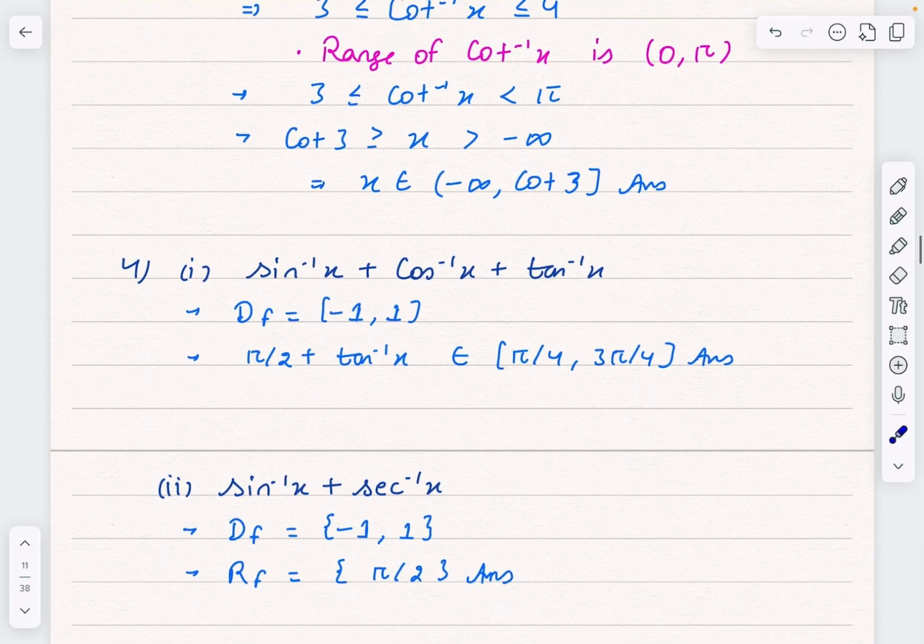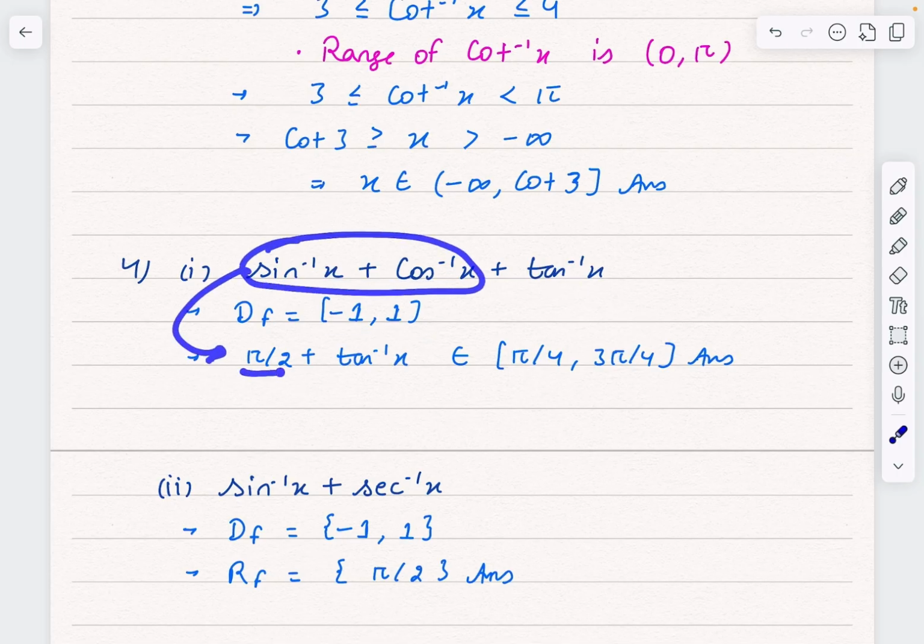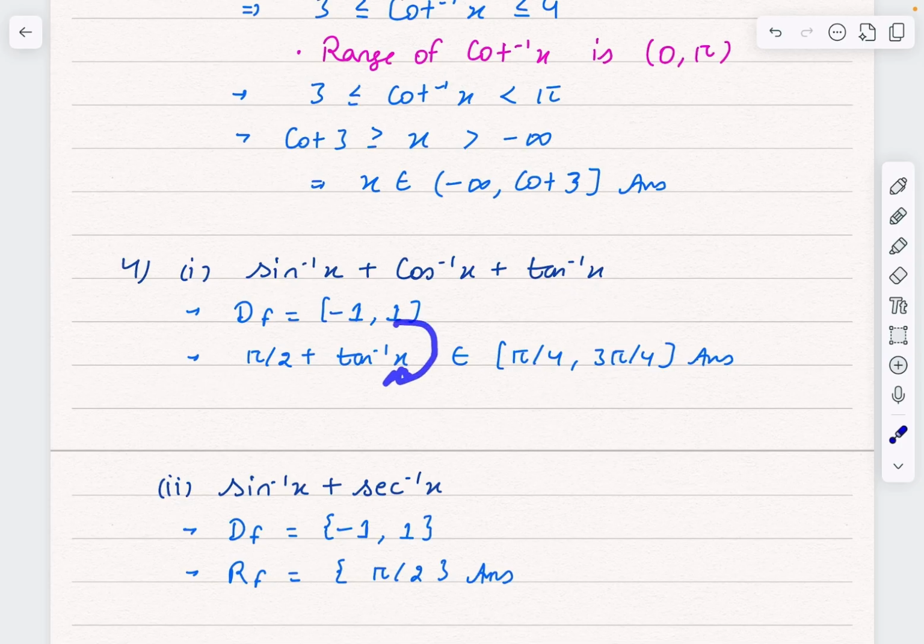The range problem. See, the first answer is pi by 4 to 3 pi by 4. Easily we can say the domain of this thing, first of all, is minus 1 to 1. And in that interval, this will be just pi by 2. So it becomes pi by 2 plus tan inverse x. Tan inverse x at minus 1 will be minimum, which will be minus pi by 4. Add to pi by 2, you get plus pi by 4. At 1, it will be maximum, which will be pi by 4. When you add here, you get 3 pi by 4.